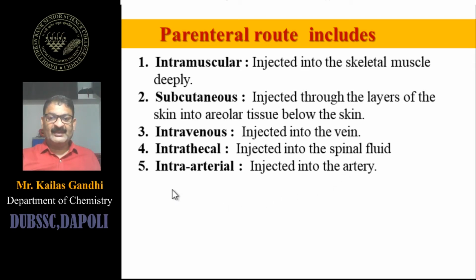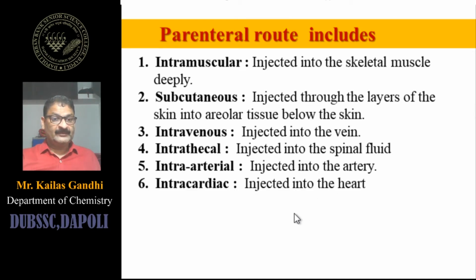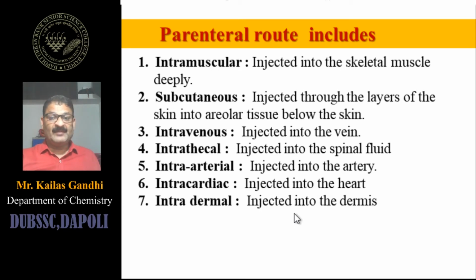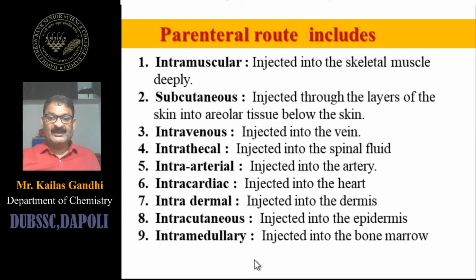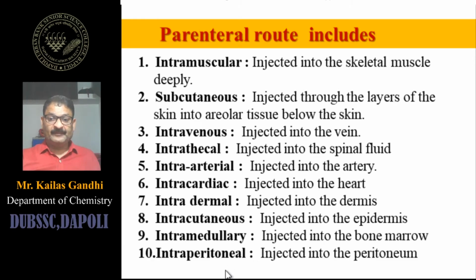Okay, next one is the intra-arterial route, injected into the artery, directly artery मध्ये inject केलं जातं. Then intracardial, it is in a severe condition, especially directly हृदयामध्ये किंवा आपण directly heart मध्ये inject केलं जातं. Then intradermal, injected in the dermis. Okay, then intracutaneous, which is injected in the epidermis. Then next one is intramedullary, meaning injected into the bone marrow. Then intraperitoneal, injected into the peritoneum.